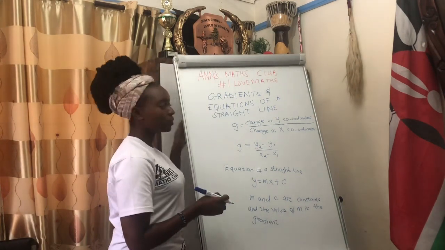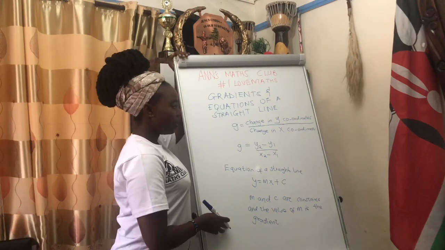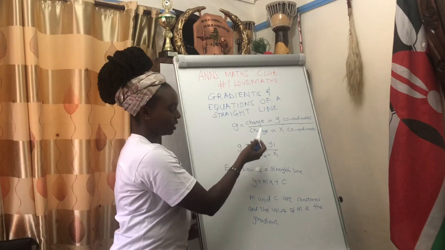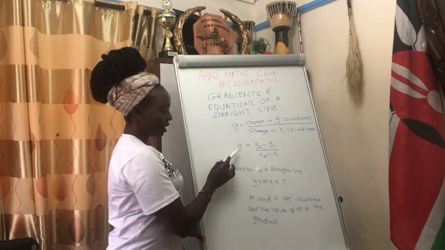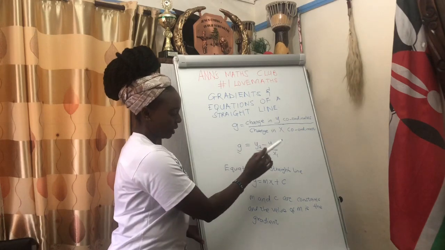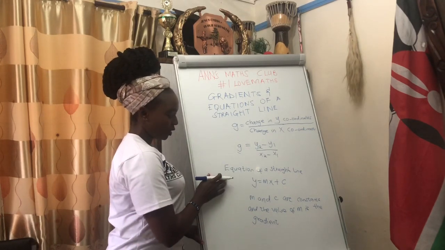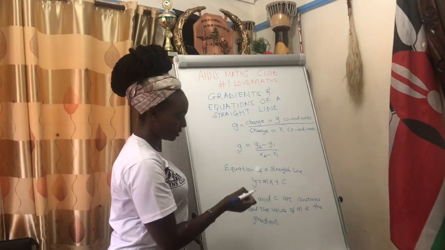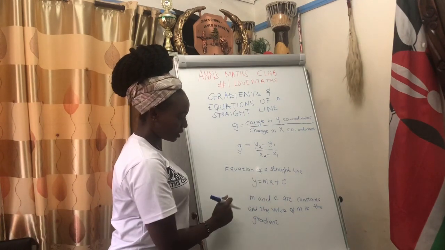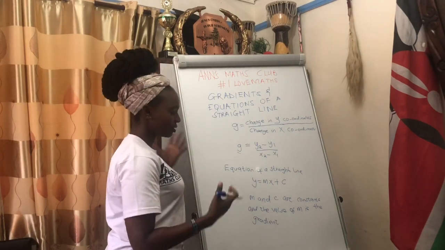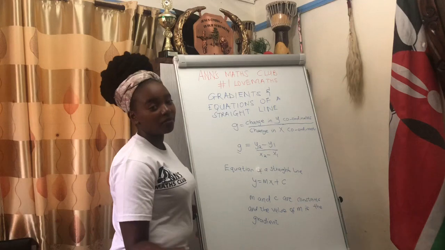So basically this is what you are supposed to know: the gradient is equal to the change in the y coordinates over the change in the x coordinates. You can write it as gradient equals y2 minus y1 over x2 minus x1. Therefore, the equation of a line is written in the form y equals mx plus c, where m and c are constants and the value of m is the gradient. So this is just a recap of what you have learned in school.